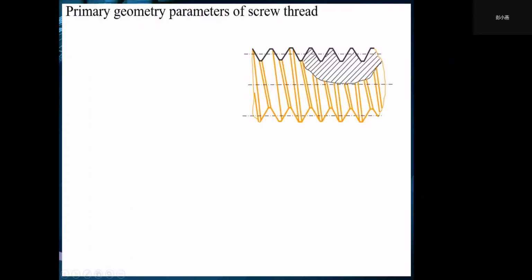Now, let's review what we just learned. The primary geometry parameters of screw thread, and you can find this on page 62 in your book.